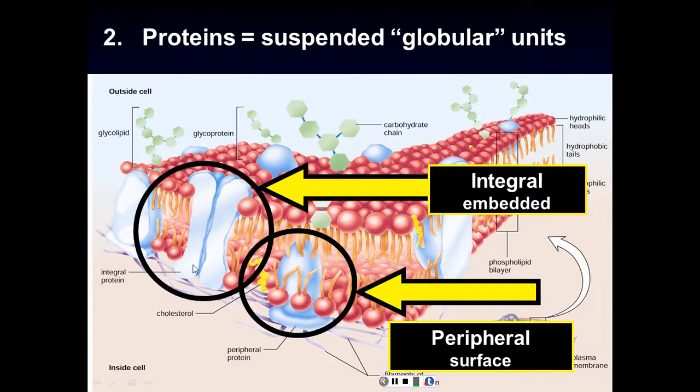And notice that this one actually has an opening on both sides of the membrane. So you have this passageway right there, and we'll talk more about that later, but certain molecules can go through that passageway.